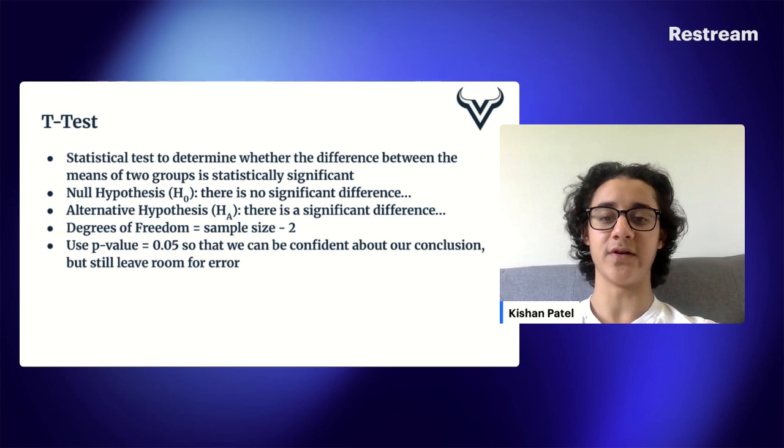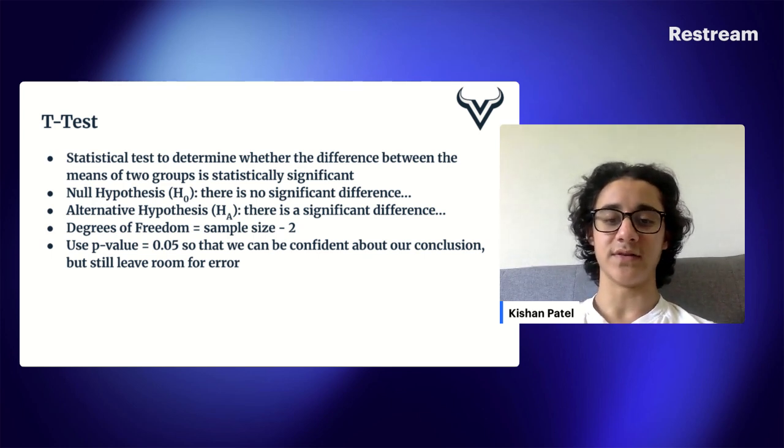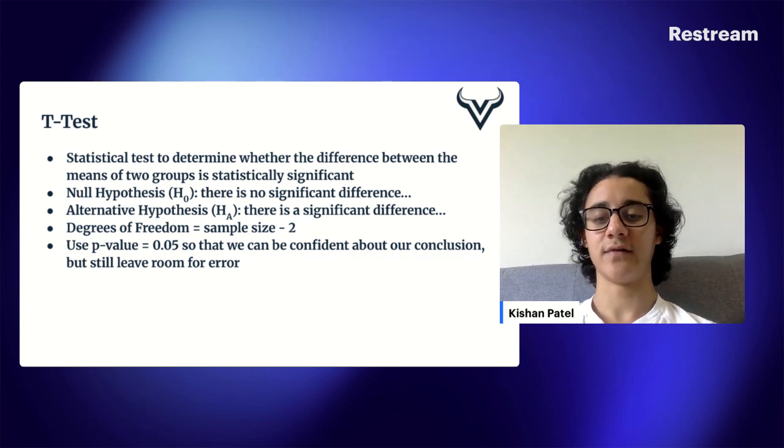Another term is degrees of freedom. This is sort of accounting for the error within the test, and the calculation for this is the sample size minus 2 is the degrees of freedom. And you want to use the p-value of 0.05 so that you can be confident about your conclusion but still leave room for error. More on this later.